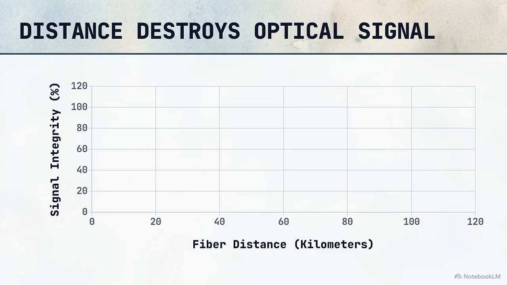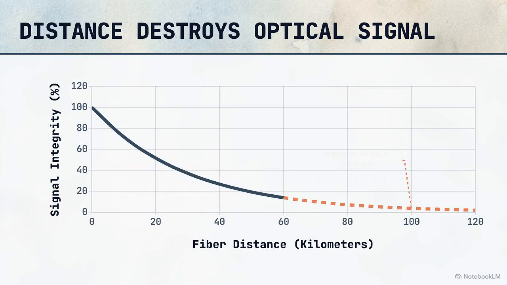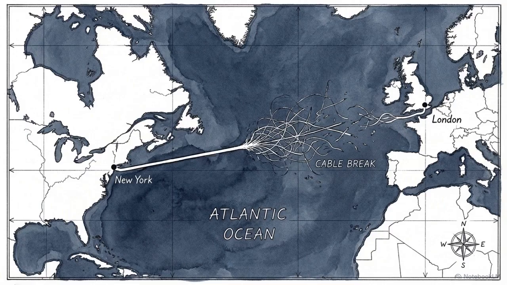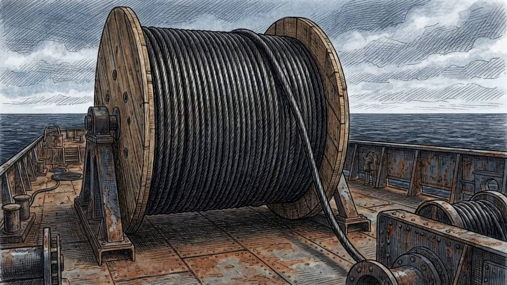This chart plots signal strength against distance in kilometers. It reveals a harsh mathematical reality. As the physical distance increases, the integrity of the optical signal drops exponentially. Without mechanical intervention, a data packet sent from New York becomes unreadable noise long before it reaches the shores of London. The engineering of the global internet is defined by fighting the literal decay of light across oceans.